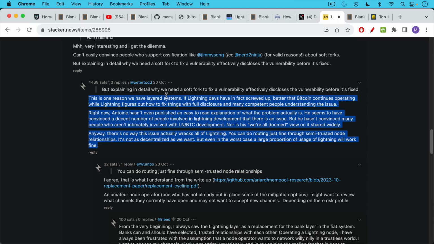You can do routing just fine through semi-trusted node relationships. It's not as decentralized as we want, but even in the worst case, a large proportion of usage of Lightning will work fine. So this does seem to be one temporary mitigation, and it's not a very good one because it involves trust rather than verification. But if you only open Lightning channels to people that you have a real life relationship with, if you only open up Lightning channels with people that you trust, it would seem that this is mitigated. Of course, this is not a solution. We do not want to set up systems based on trust.